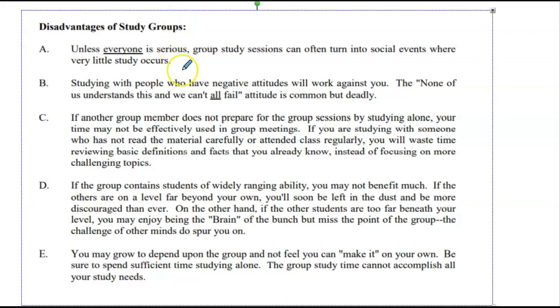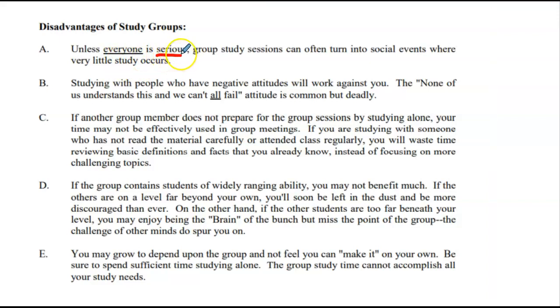Number one is that if everybody is not serious in the group, the study session can turn into a social event, which we don't want to happen. And so if you went to the study group with some seriousness of mind and purpose, and it turns into a social event, then it becomes a disadvantage because you would not achieve the reasons why you are there.